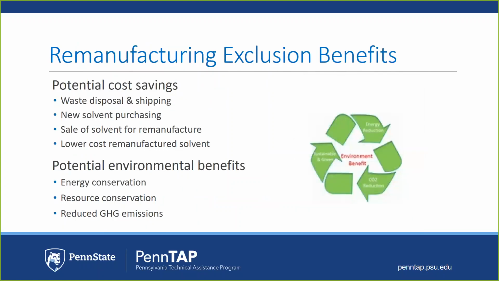The remanufacturing exclusion can provide significant benefits. The potential cost savings include avoidance of hazardous waste disposal and shipping costs, reduction of the use of new solvents, income from selling spent solvent to the remanufacturer, or avoidance of costs associated with buying additional solvent, and reduced purchase prices from a remanufacturer. The potential environmental benefits include energy and resource conservation, which includes solvent recovery and reduced greenhouse gas emissions.